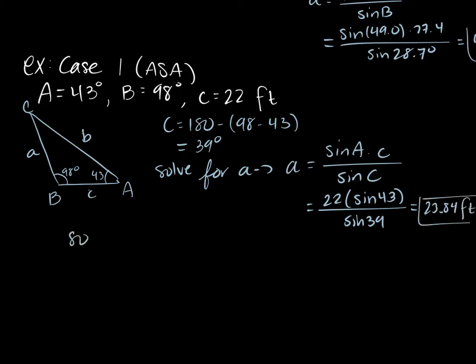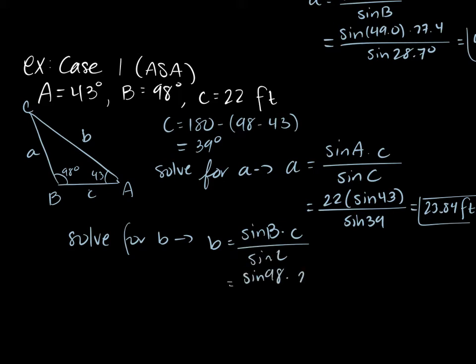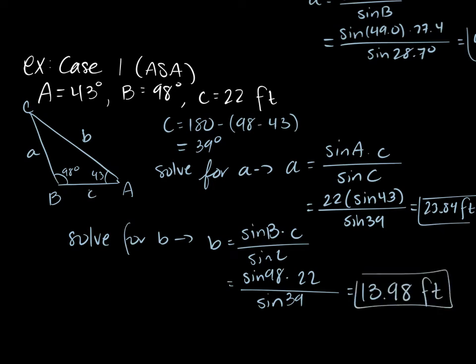And then we just need to find side B. So again, we're going to use pretty much the same formula, just changing out the A with a B. So sine of B times side C over sine of C. So this will be sine of 98 times 22 over sine of 39. And when I plugged it into my calculator, I get that side B is 13.98 feet.